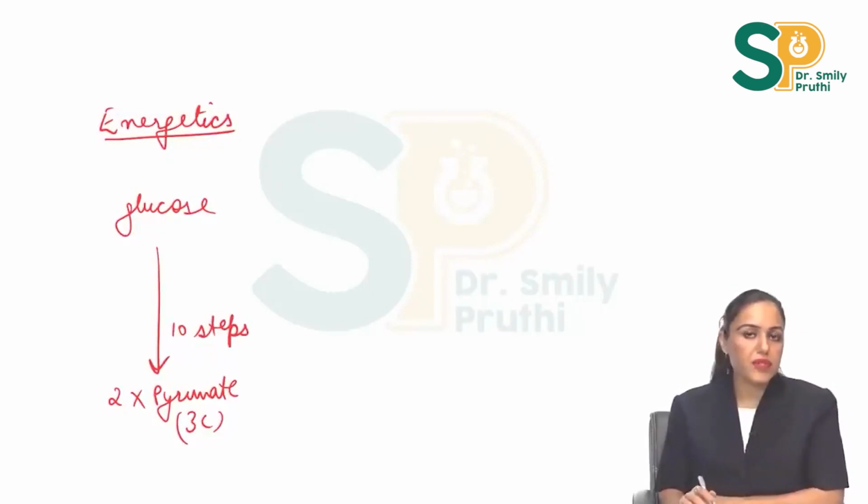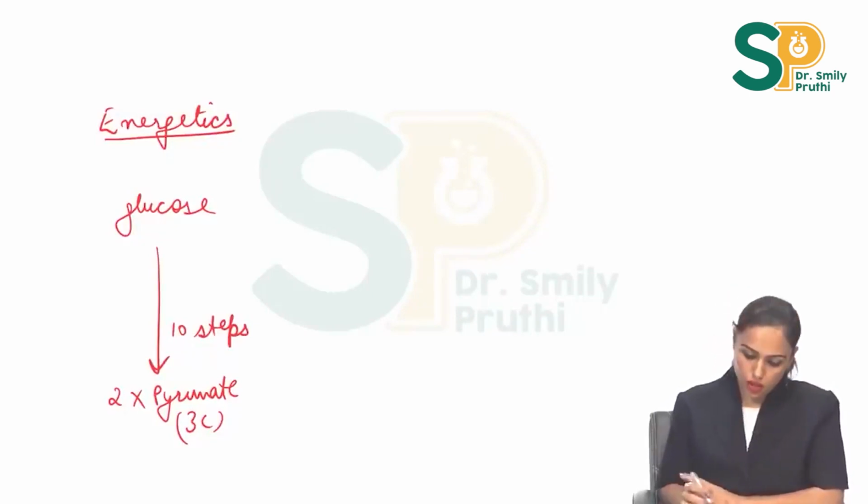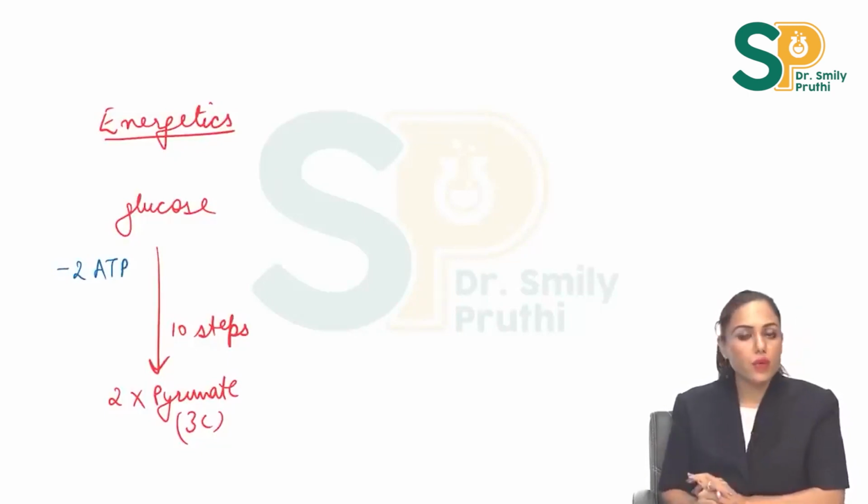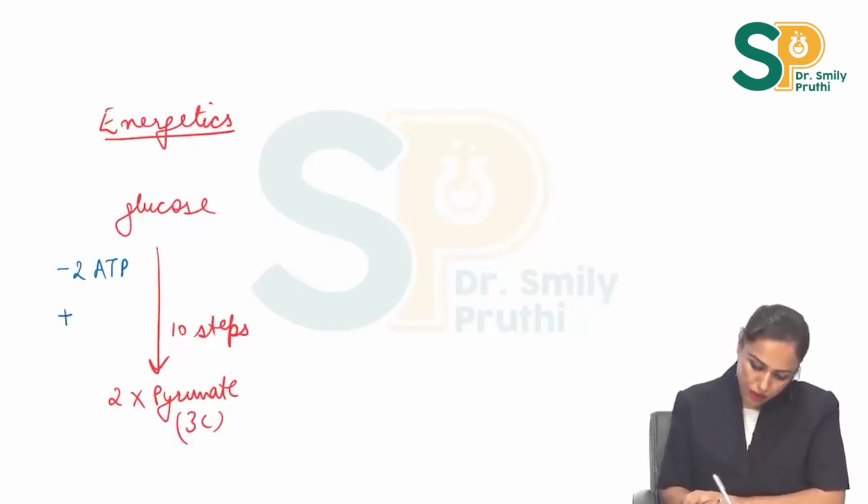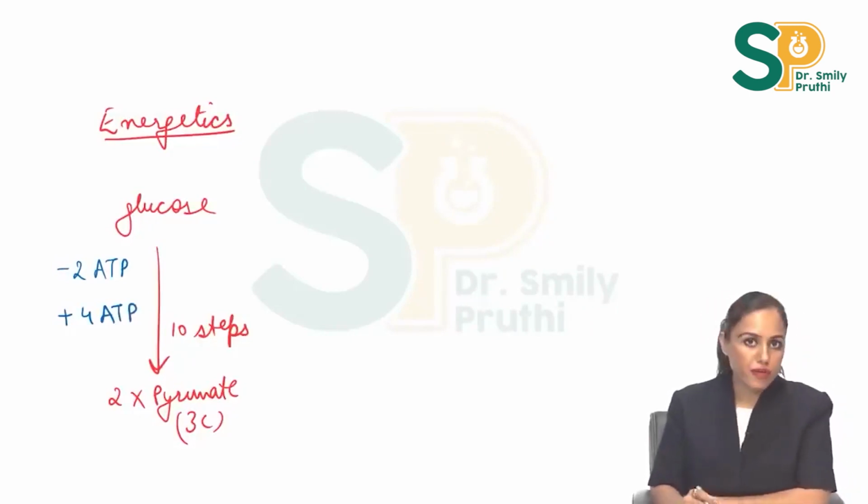In these 10 steps, how many ATPs are used? Minus 2 ATPs, that is, 2 ATPs are used. 1 ATP is used at the hexokinase step, the other ATP is used at the phosphofructokinase 1 step. And there are 2 steps of substrate level phosphorylation which are producing 4 ATPs. So I'm writing plus 4 ATPs. So the ATP part I have written on the left hand side.